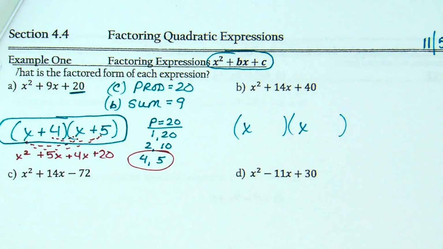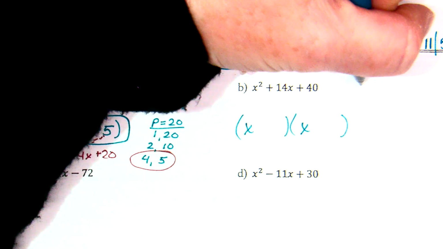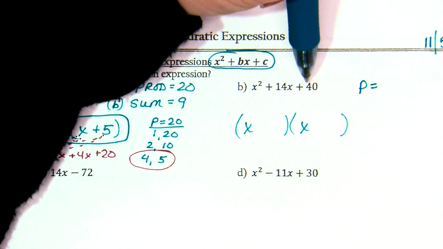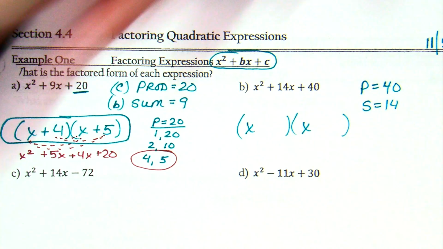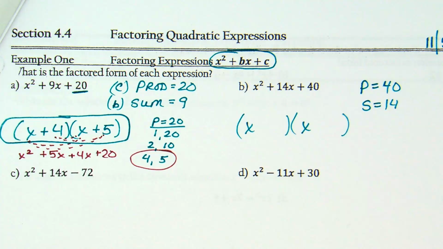We're going to need 2 numbers that give me a product of 40 and a sum of 14. Or if you prefer, it's 2 numbers that multiply to be 40 and add to be 14. If you've got those numbers, awesome. If you don't have those numbers, make a list.